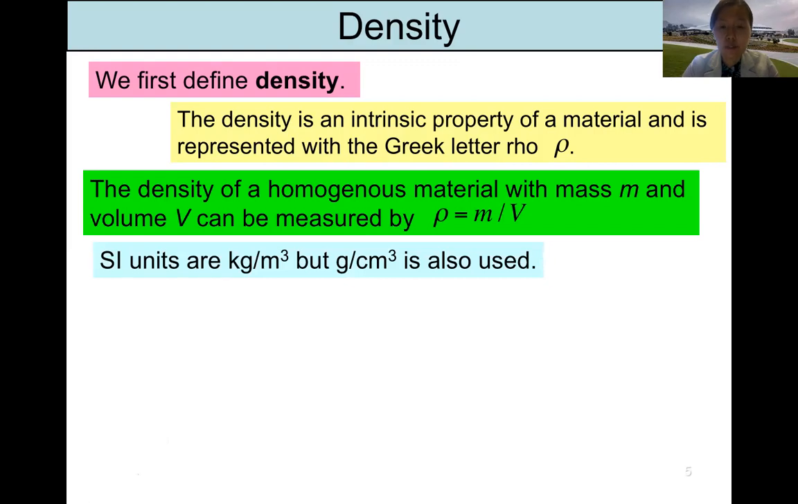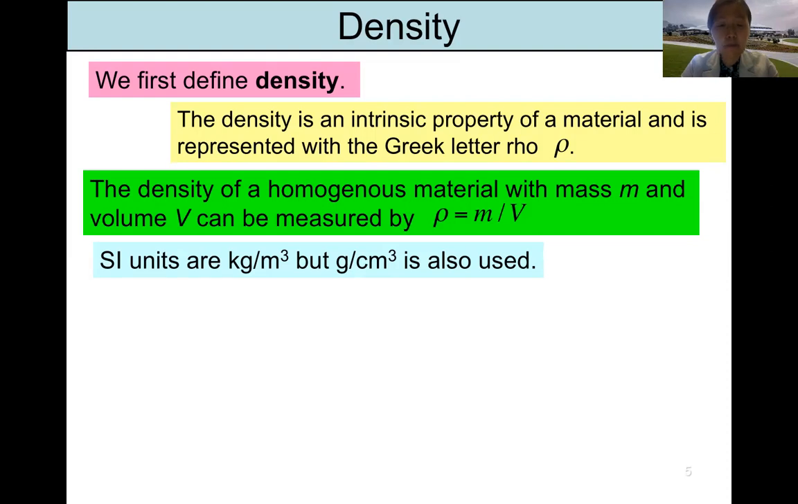The units we have for density, oftentimes there are two different kinds. We either use kilograms per meter cubed for our density, or we use grams per centimeter cubed. So it's that kind of combination. It's not kilograms per centimeter cubed, so we usually don't mix them like that. Okay, so an example is the density of water.